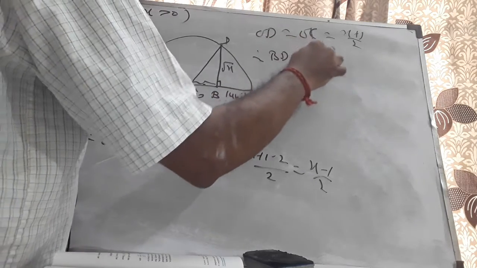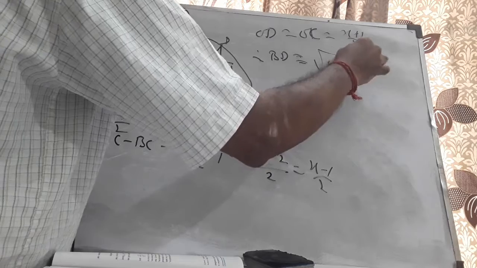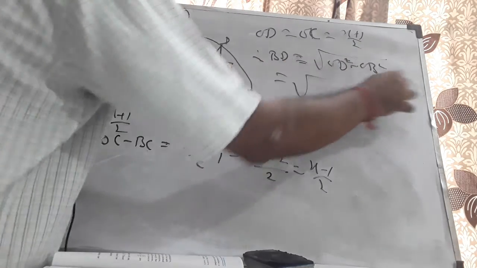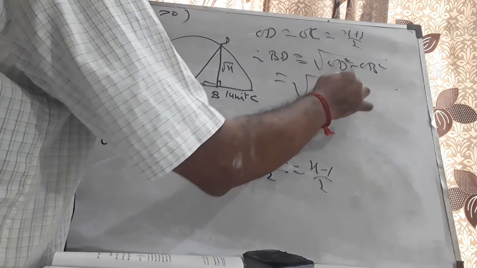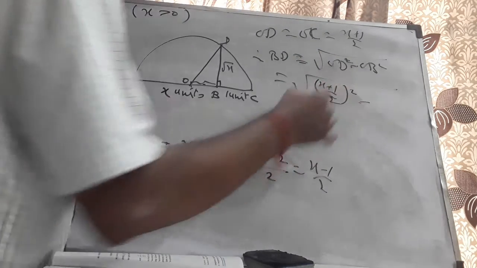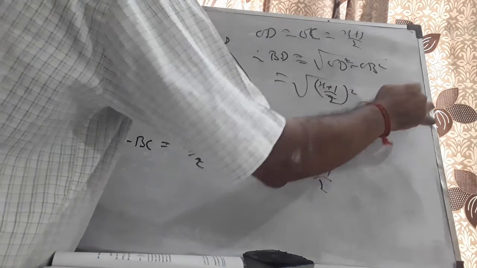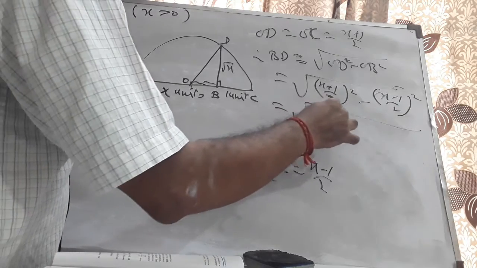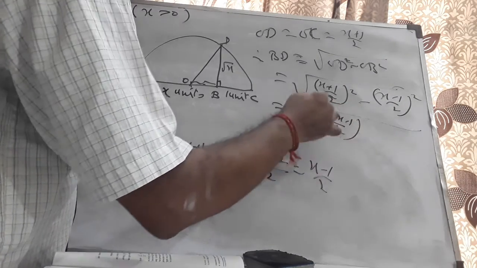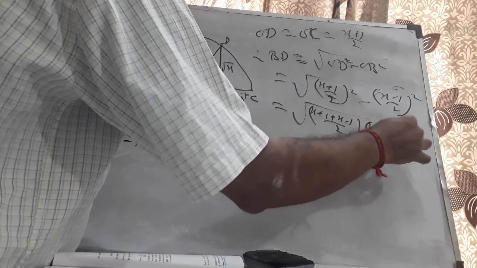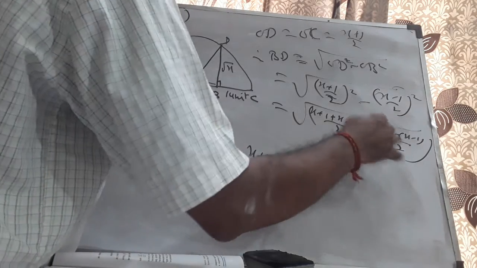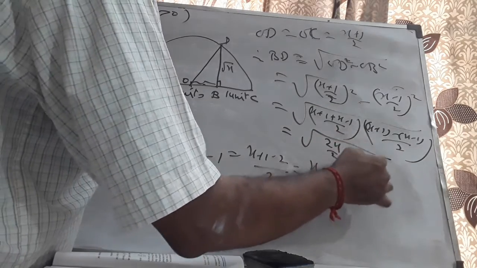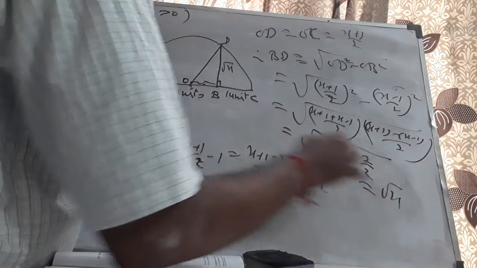Therefore BD is equal to root of OD square minus OB square. This is by Pythagoras theorem. Therefore this is ((x plus 1) by 2) whole square minus ((x minus 1) by 2) whole square. Let me expand using a squared minus b squared equals (a plus b)(a minus b). Therefore this will be ((x plus 1 plus x minus 1) by 2) into ((x plus 1 minus x plus 1) by 2). Here it is reduced to 2x by 2 into 2 by 2. This is nothing but root x.